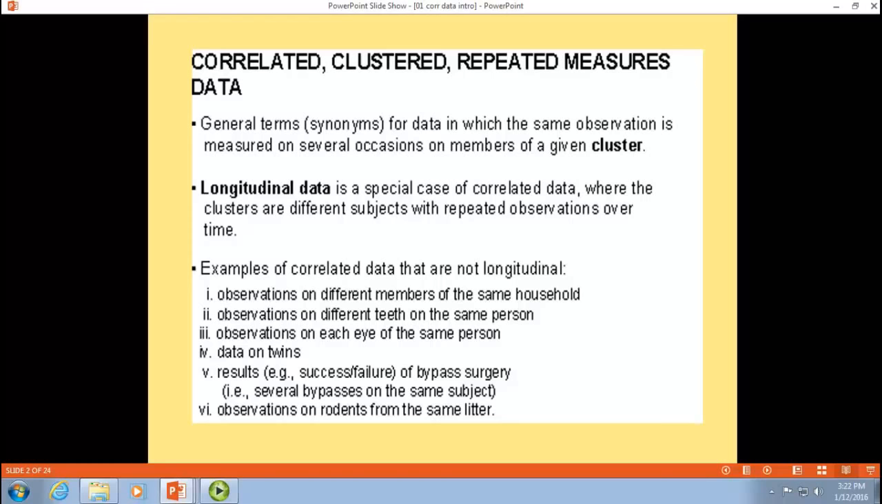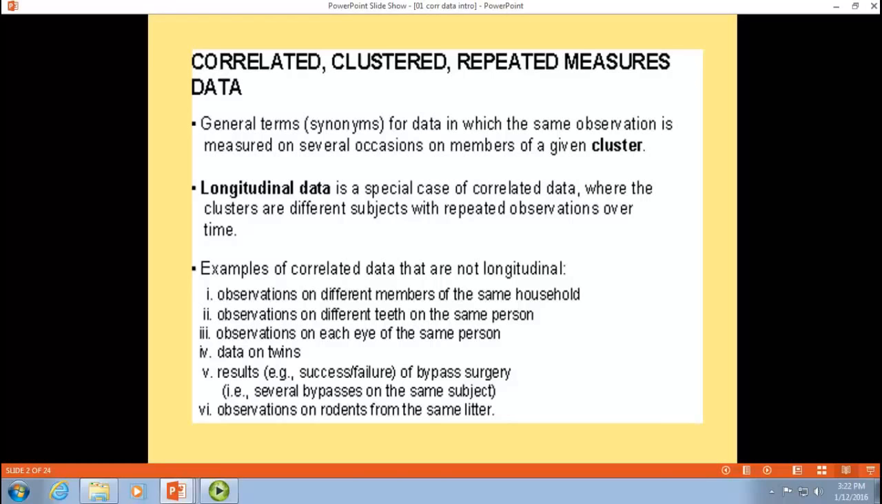So you could have observations on different teeth on the same person. It's the same person, so they're correlated. Observations on each eye of the same person. Data on twins. Twin studies typically involve worrying about correlated data.